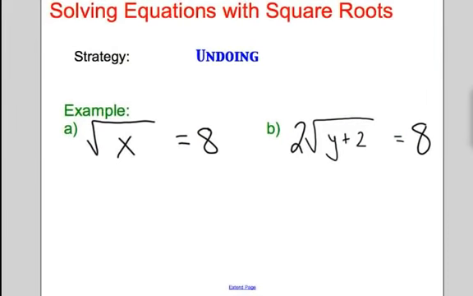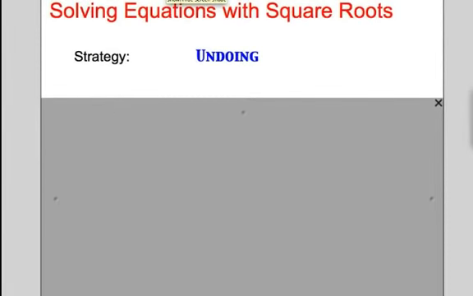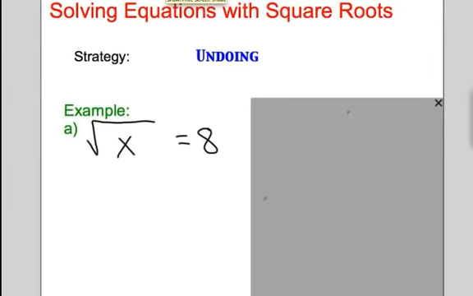So now we get to points where we have to solve equations with square roots. And the number one strategy for doing so is undoing. So we're going to undo square roots in order to solve equations that involve square roots. So the first example, square root of x equals 8. What I'm going to do is undo the square root. The opposite of square rooting is squaring. So I'm going to undo that by squaring not just one side, but both sides. I'm going to square both sides because that undoes the square root.